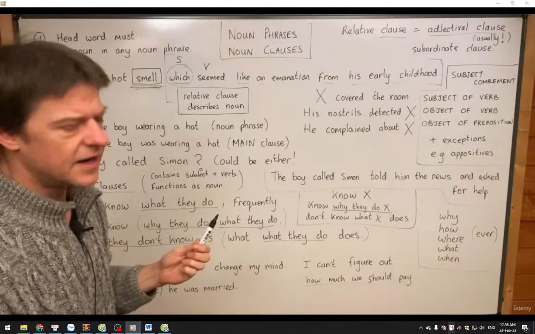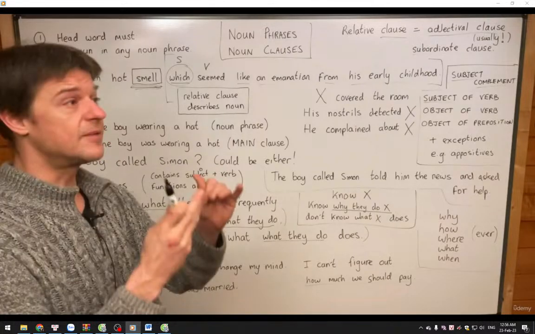Now, I want to add a few more key concepts here. What does a noun do? Yeah, we're going to talk about what a noun actually does. Well, a noun can be the subject of the verb, yeah? And when I say noun, I mean any noun phrase can be the subject of the verb. So we ought to be able to take this noun phrase and make it subject to the verb. For example, a rich, hot smell, which seemed like an emanation from his early childhood, covered the room. And that means that that noun phrase is the subject of covered.